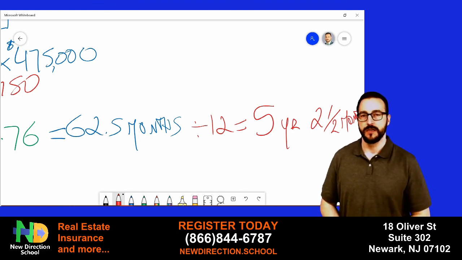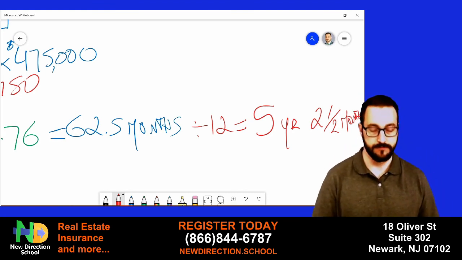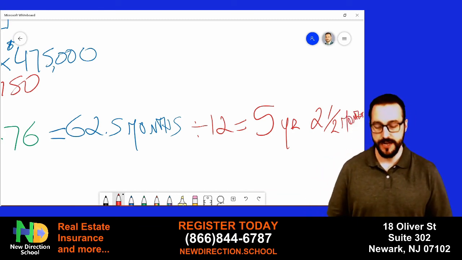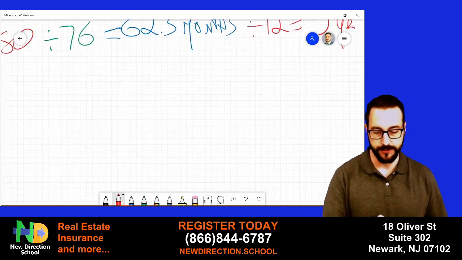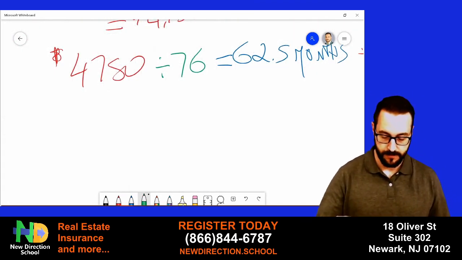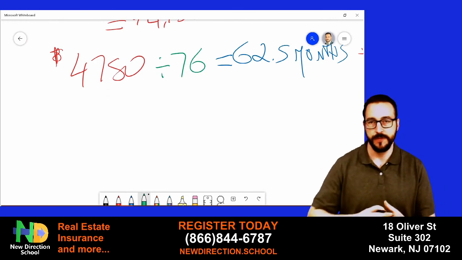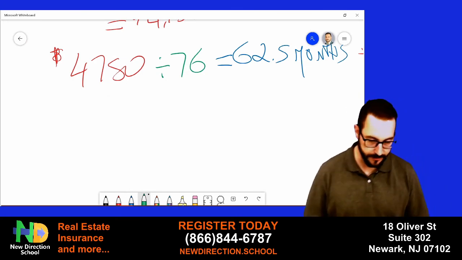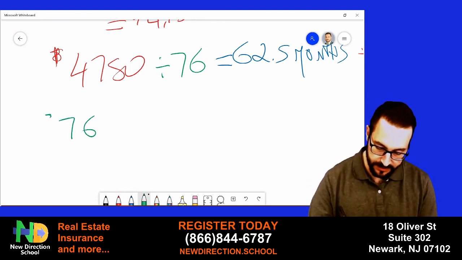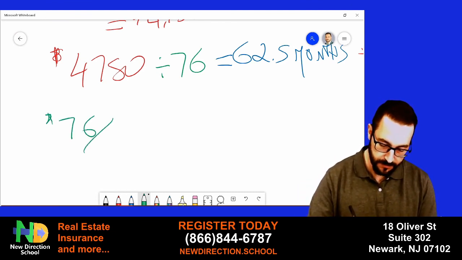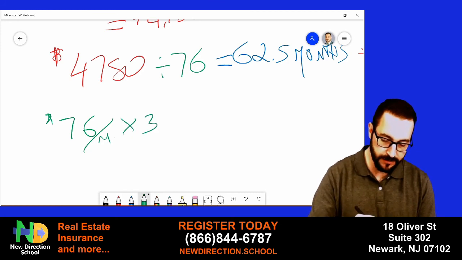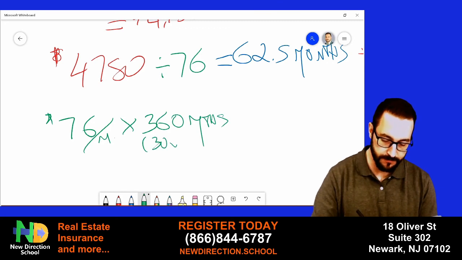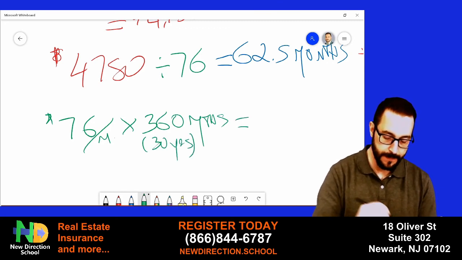No. But if you stay there, guys, for 30 years, you have a 30-year mortgage. Let's say your investment, so we're going a little bit beyond what you need for the exam, but it's good to know because look, that's $76 a month times 360 months, because that's 30 years, right? What is the total?